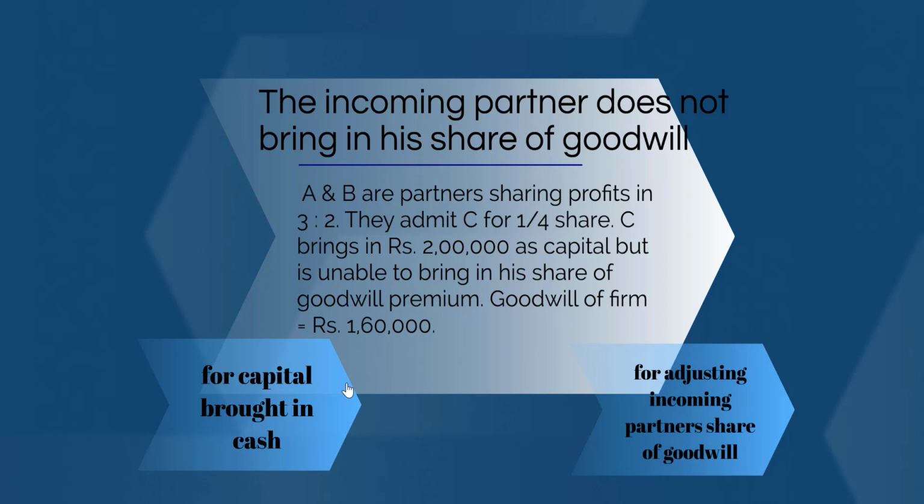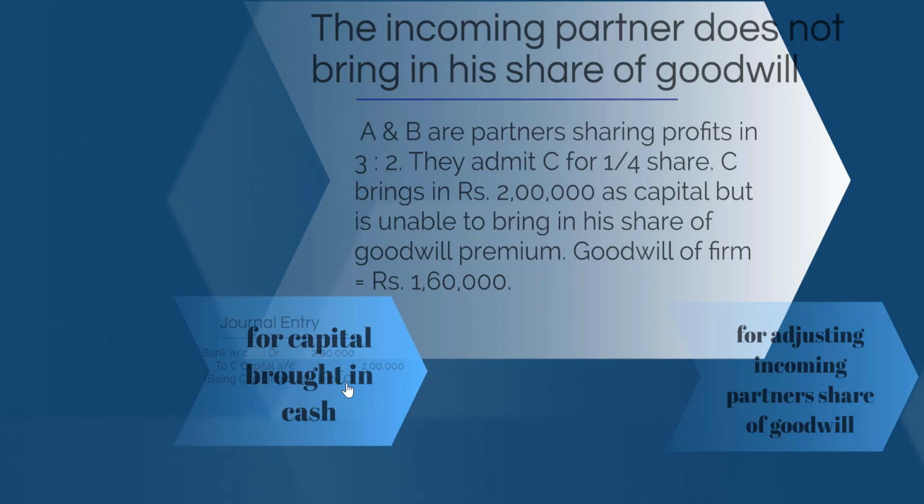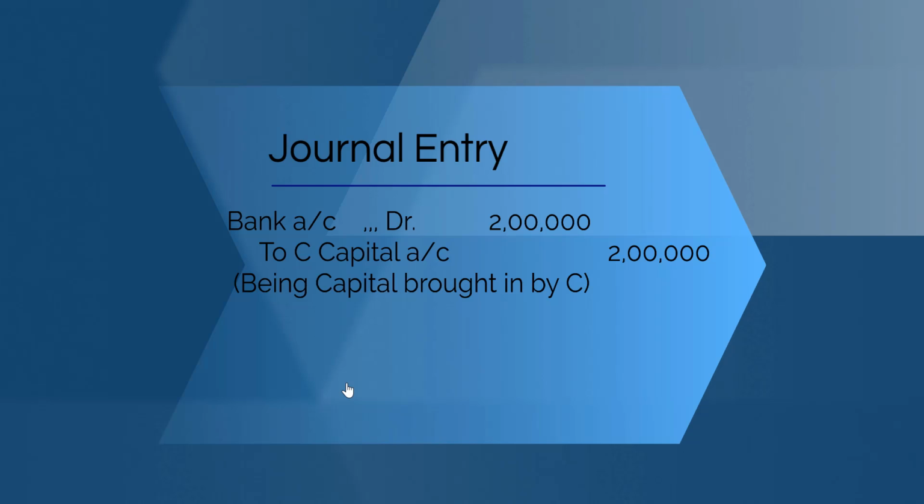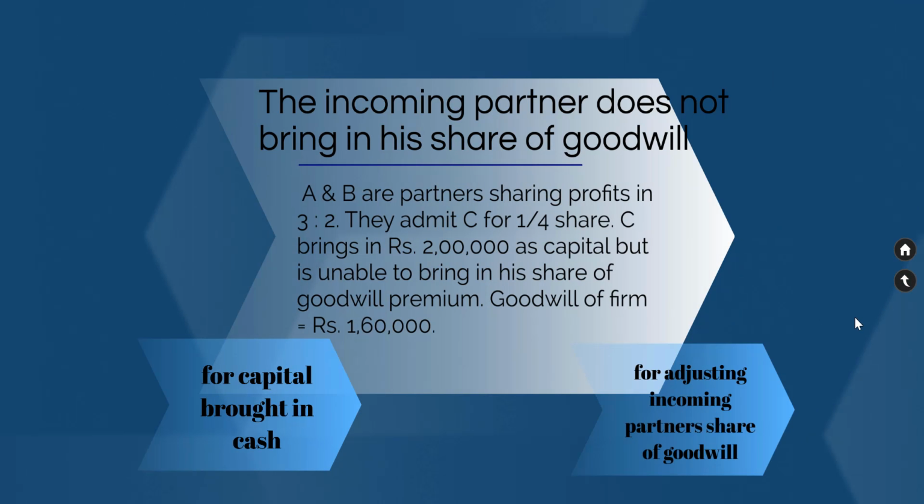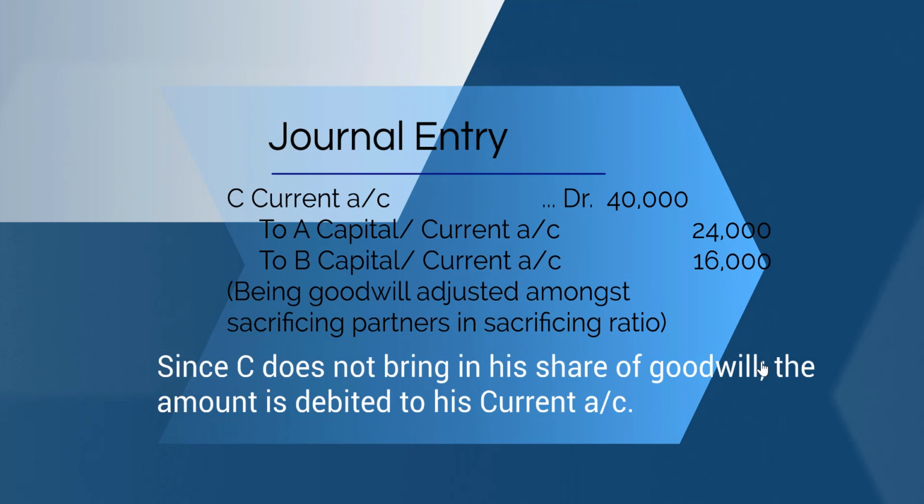The first entry is for the capital which is brought in by C in cash. We will debit bank account with rupees 2 lakh and credit C's capital account by rupees 2 lakh for the capital which is brought in by C. The second entry is for adjusting the incoming partner's share of goodwill. Since C does not bring in his share of goodwill, the amount will be debited to his current account. So C's current account debit rupees 40,000.